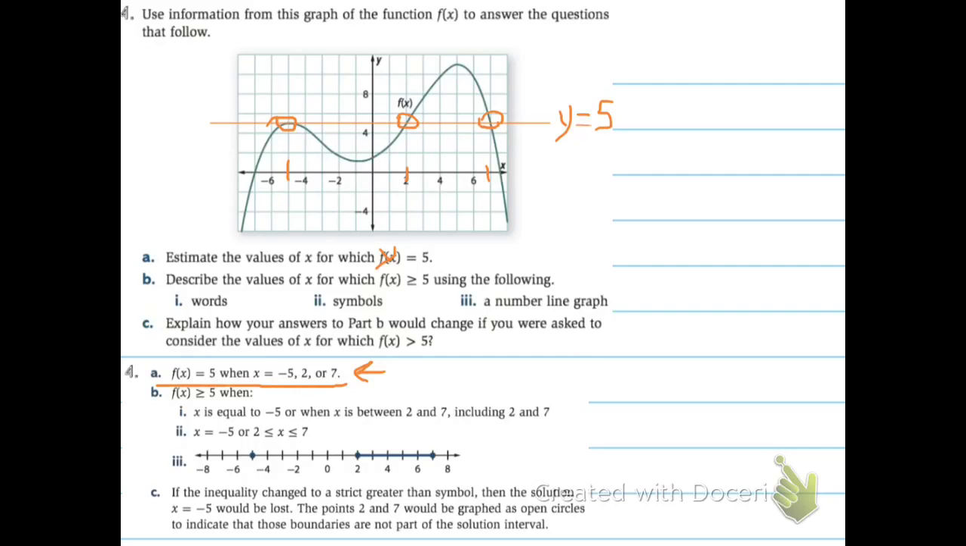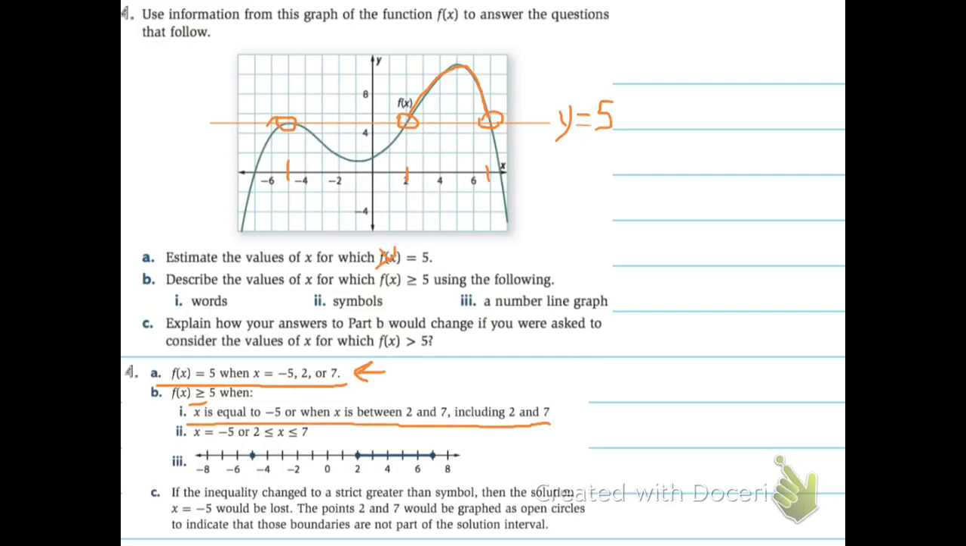but also all of these values in between 2 and 7 are greater than or equal to 5. The y values in that top little peak there are above 5. They're above the line y equals 5 if we think about it in a purely graphical sense. So in words, x is equal to -5, or when x is between 2 and 7, and we include both 2 and 7 because of that or equals to part of our inequality.